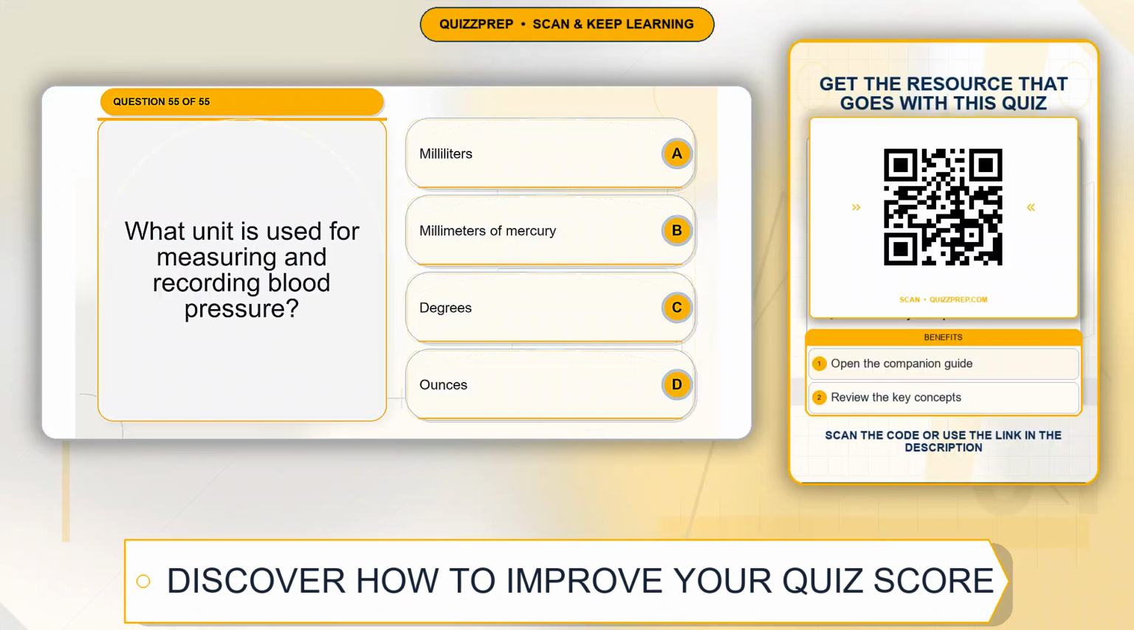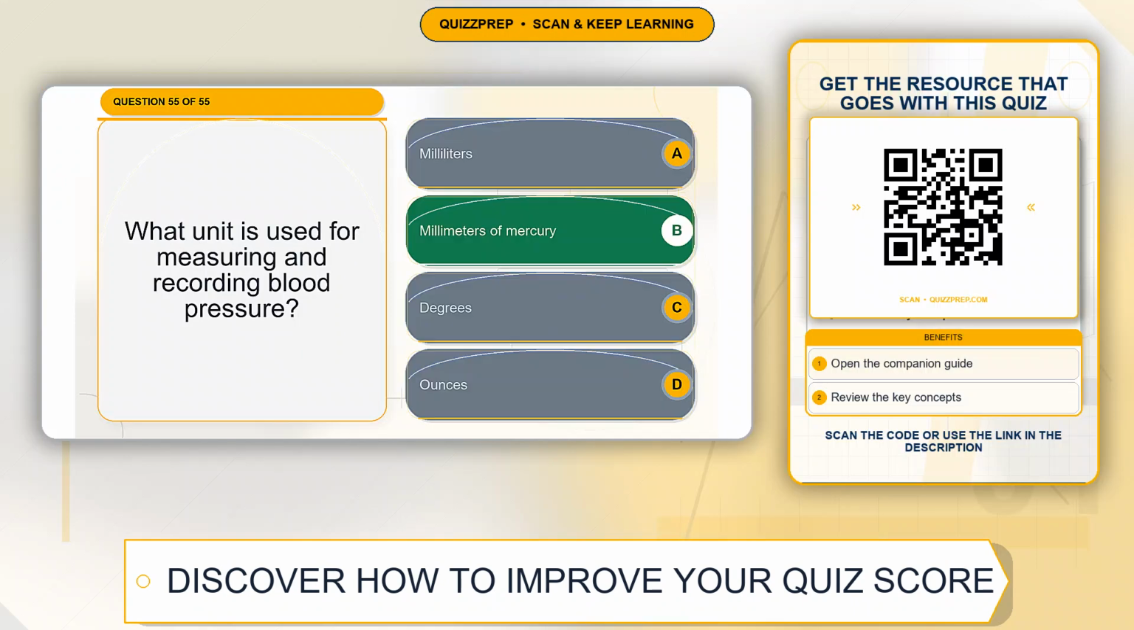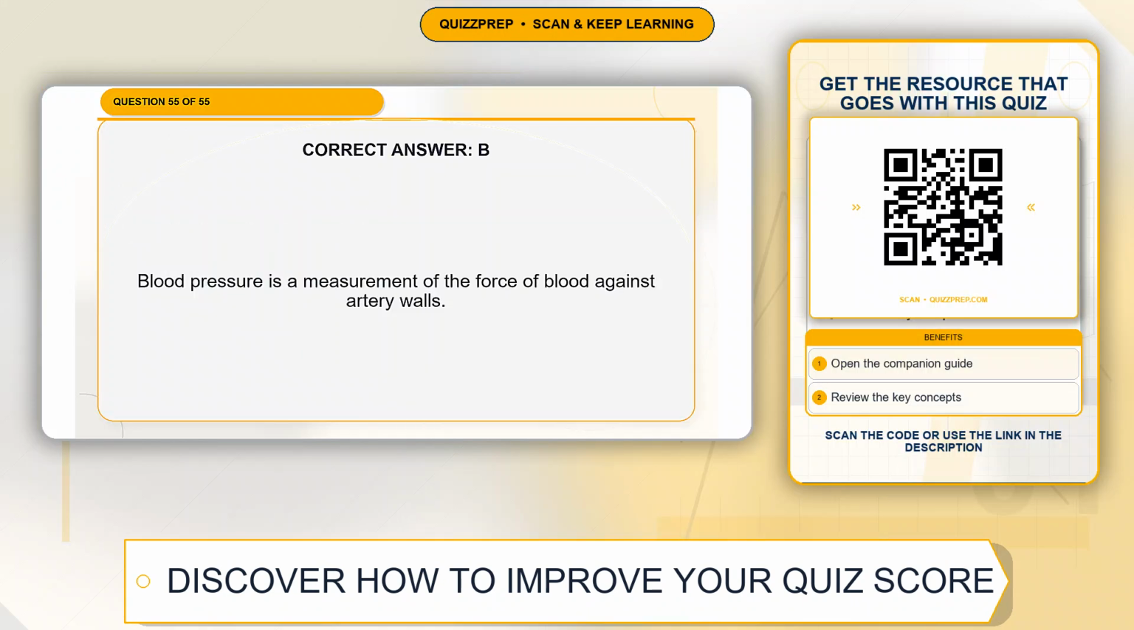Question 55. What unit is used for measuring and recording blood pressure? Option A, milliliters. Option B, millimeters of mercury. Option C, degrees. Option D, ounces. The correct answer is option B, millimeters of mercury. Explanation. Blood pressure is a measurement of the force of blood against artery walls.